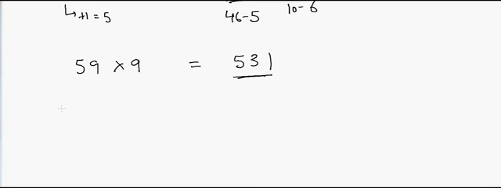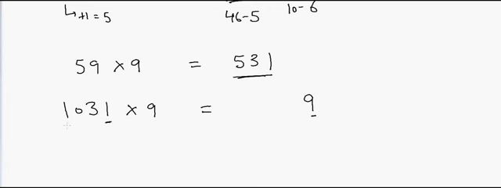Now this formula will also apply for very large numbers. So suppose I have 1031 and I want to multiply by 9. So let's see. First I'll take the 1. Using this, 10 minus 1 is 9. So the last digit would be 9.